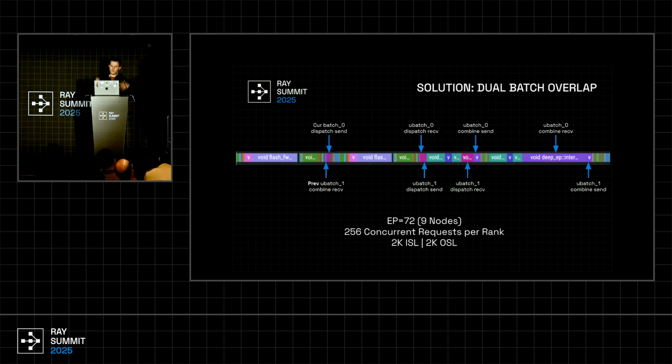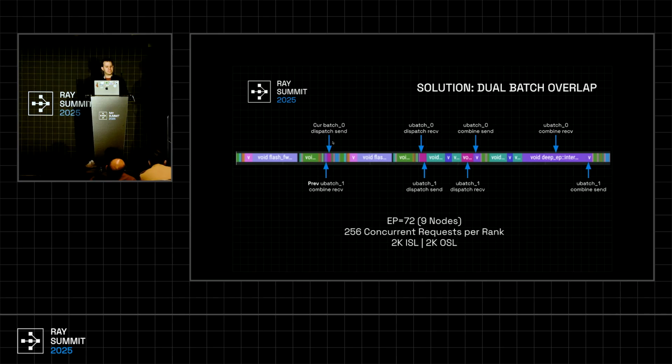And so here is what this actually looks like in what is basically today's implementation of dual batch overlap in vLLM. So this is an example of a single layer. One of the things you're going to notice is every operation is now there twice because we have split things into a microbatch. So what you can see is we have this flash forward. This is attention for microbatch 0. You can see there's a really small previous ubatch 1 combine receive and current ubatch 0 dispatch send. So you can see we're sending the dispatch operation. It's returning immediately because we're not blocking on it anymore.